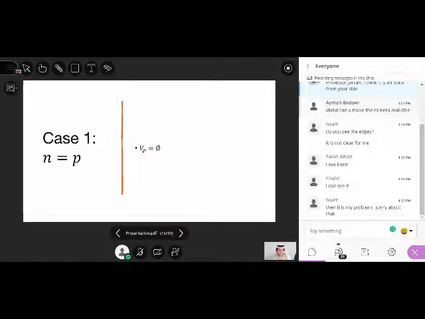Now let's go for the first case. What if we have n equal to p, being a prime? Then the set of vertices is empty. Why is that? Because as I said earlier, prime numbers don't have zero divisors. By definition, they simply cannot. Therefore, the set of their zero divisors is an empty set. This is how we denote an empty set.